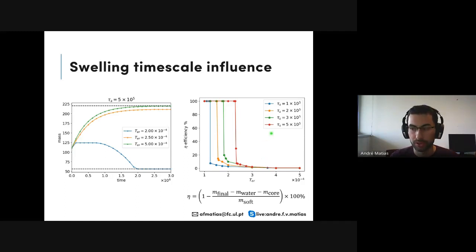If I decrease the swelling time scale, then the grains swell faster, which means that there is less time for erosion to happen in between the swelling. And so this means that my drop to 0% efficiency happens at smaller and smaller erosion thresholds.